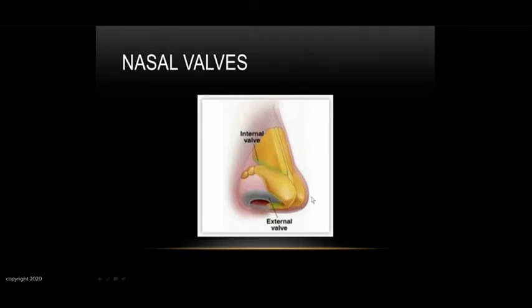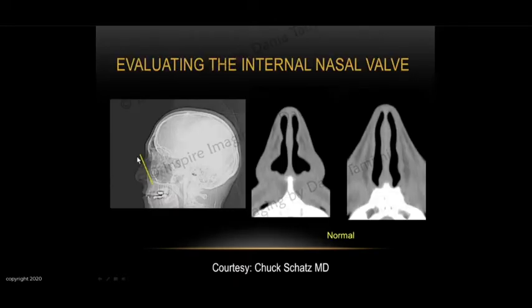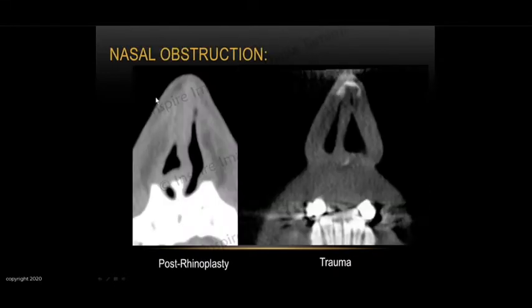Now, the external nasal valve is easy to evaluate clinically, but the internal nasal valve, we can look at clinically as well with a rhinoscope, but we can also look at radiographically. And we do that by creating this cross-section right here to visualize this area, which is the internal nasal valve. And this area should be patent and more than 15 degrees. There are some things that can cause nasal obstruction at this level.